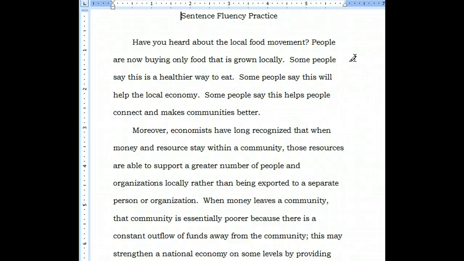Welcome. Today we're going to take a look at sentence fluency and do a little bit of practice. We're going to take a look at this short piece of writing here and see in what ways we could improve the sentence fluency of this piece. Keep in mind that with sentence fluency, what you're going for is a nice variety of different kinds of sentences within the piece of writing.